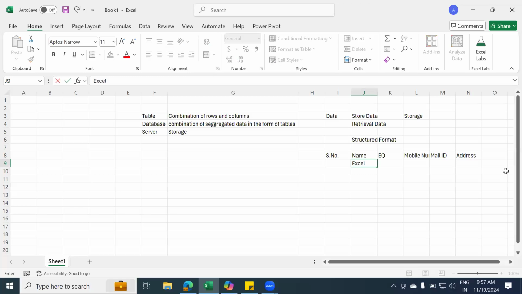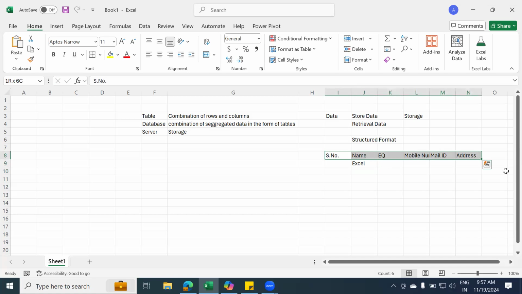For example, let's say Excel. Then I enter another person's mobile number here. Is this okay? Absolutely not, right? So when you are trying to store the data, we are trying to store it in a structured format. That is the reason we keep something here. We call them headers.